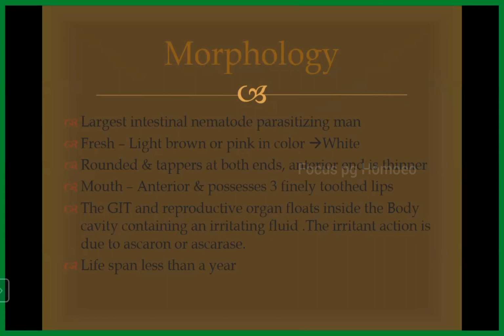The anterior end is thinner. The mouth is present in the anterior end. On the anterior side, it has three finely toothed lips. The GIT and reproductive organs float inside the body cavity. It contains irritating fluid. This irritant action is mainly due to ascarin or ascaris. The lifespan is less than about 1 year.